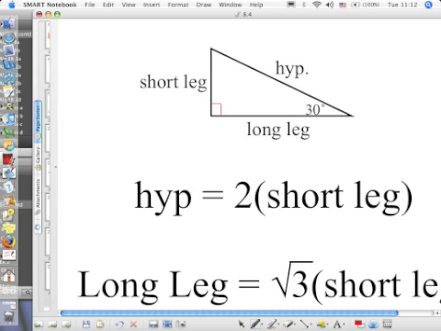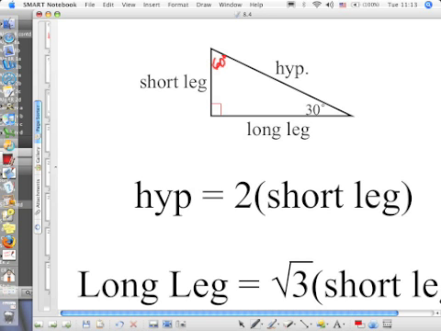Here are the locations of your short leg, your long leg, and your hypotenuse. The short leg is always opposite the 30 degree angle. The long leg is always opposite the 60 degree angle, and the hypotenuse is always opposite the 90 degree angle. So the hypotenuse is the long? Yes. The hypotenuse in a right triangle is always the longest side. But it's not the long leg, it's the hypotenuse.